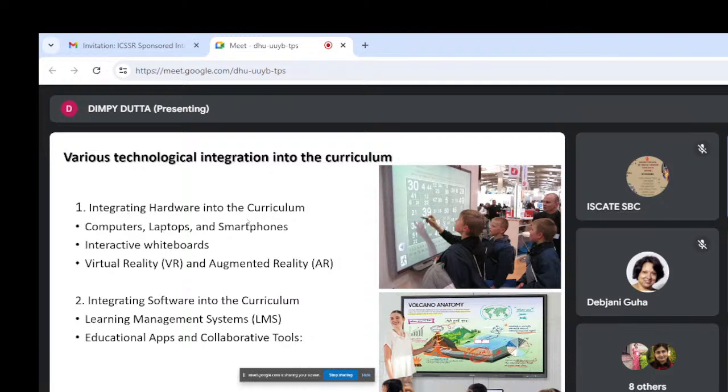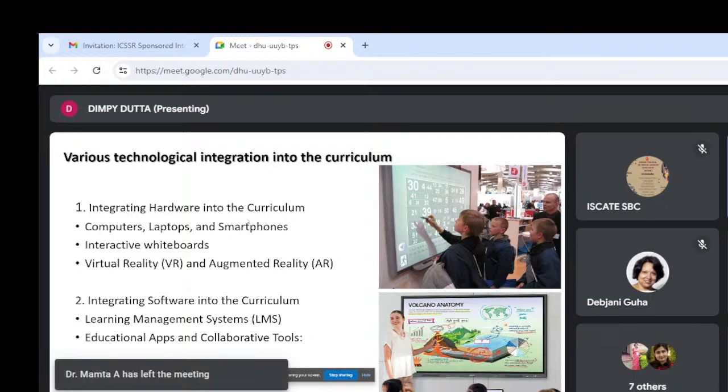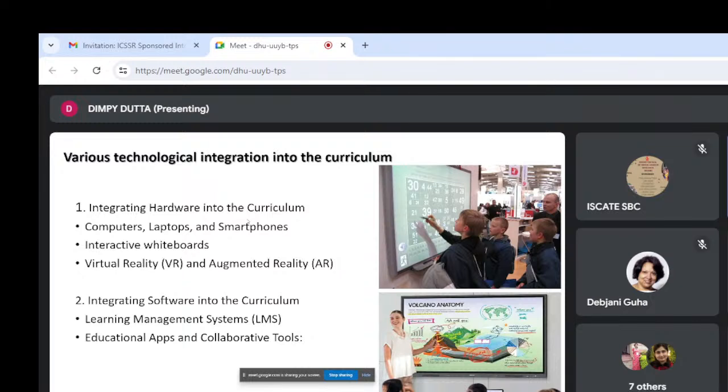Next we have the interactive whiteboards. Interactive whiteboards are a type of technological tool, or we can say large display boards, that can be connected to a computer or a projector, allowing teachers and students to write on the screen, usually by using a pen or a stylus, or even with the help of a finger. This type of board helps educators to teach difficult concepts with the help of images, diagrams, etc.